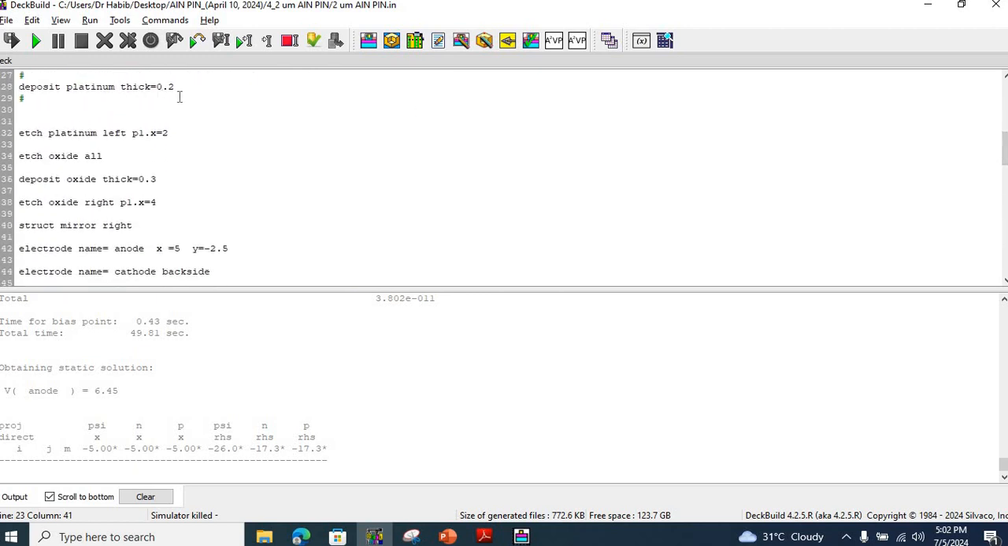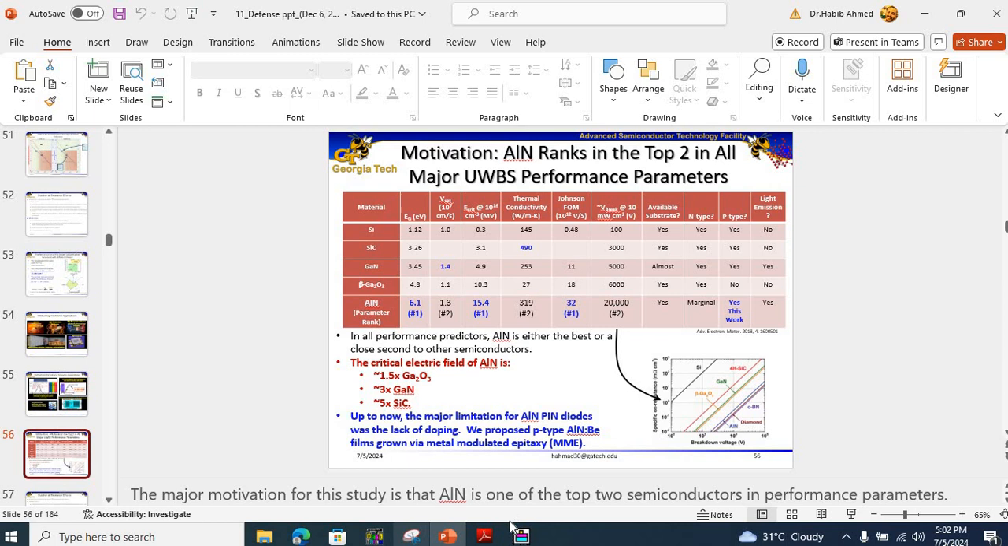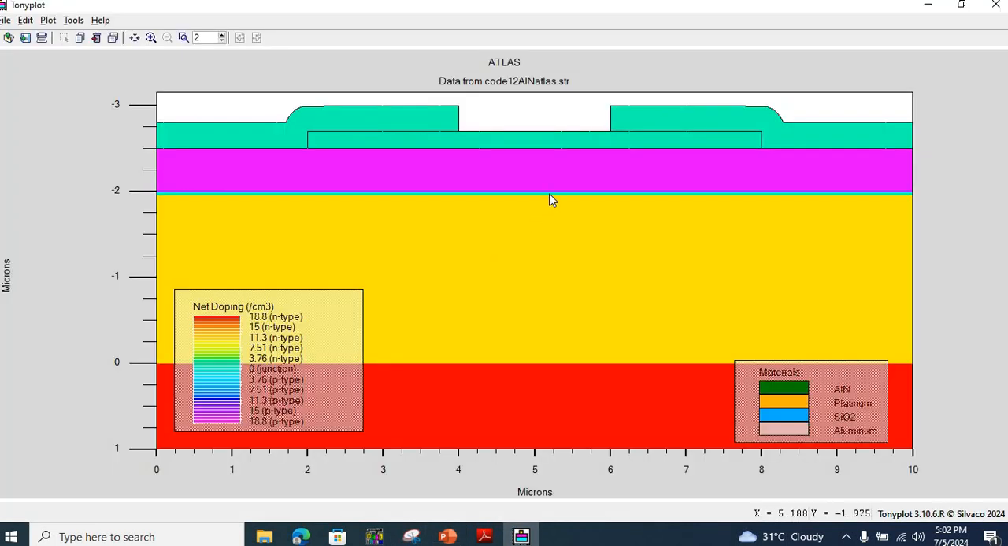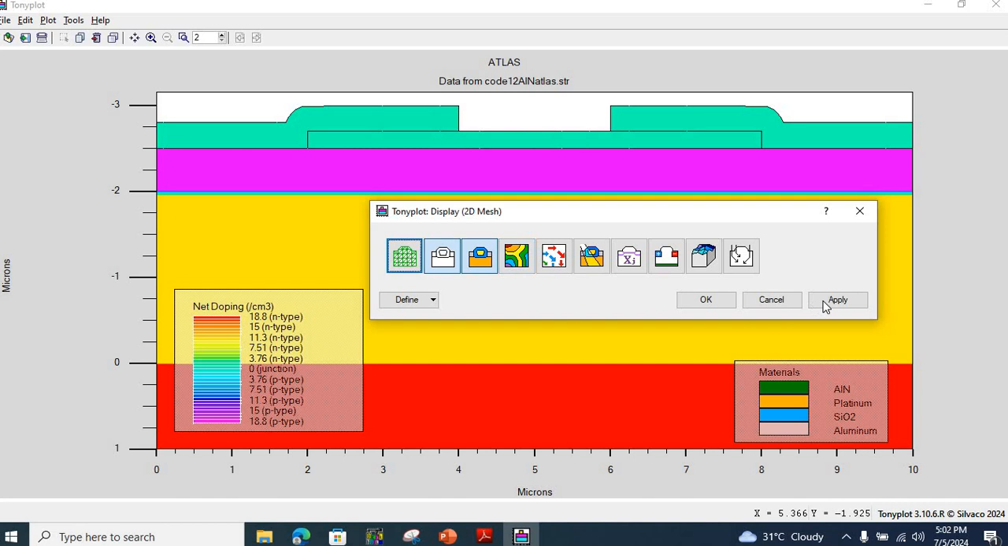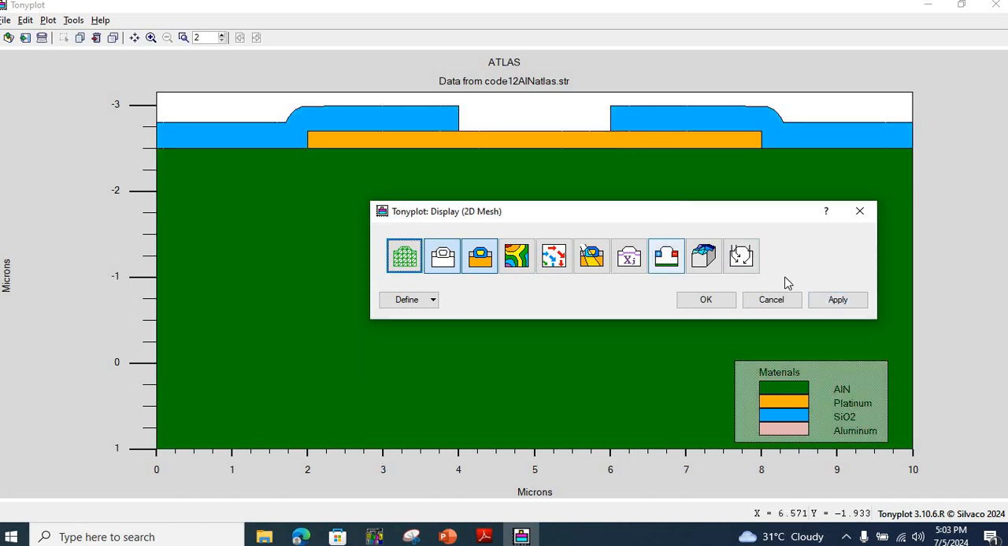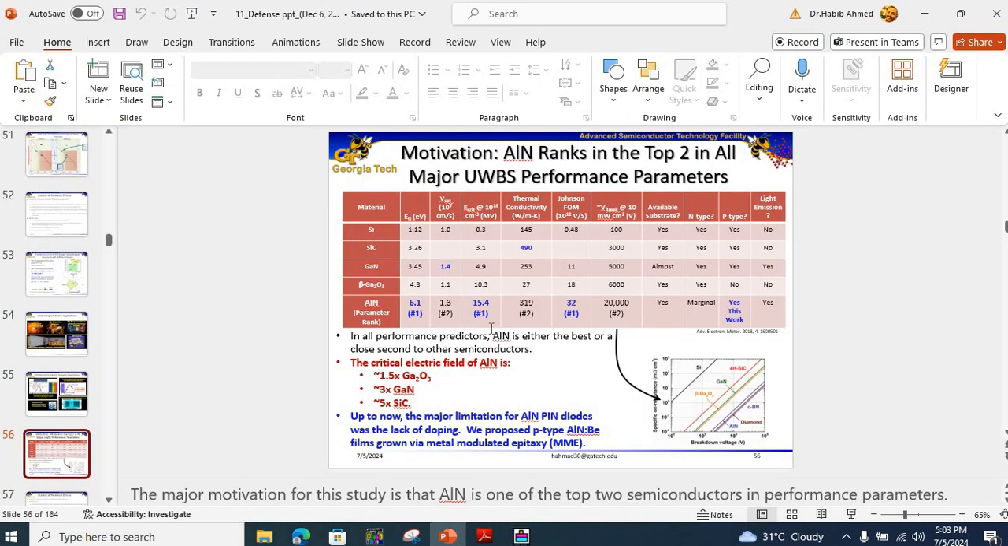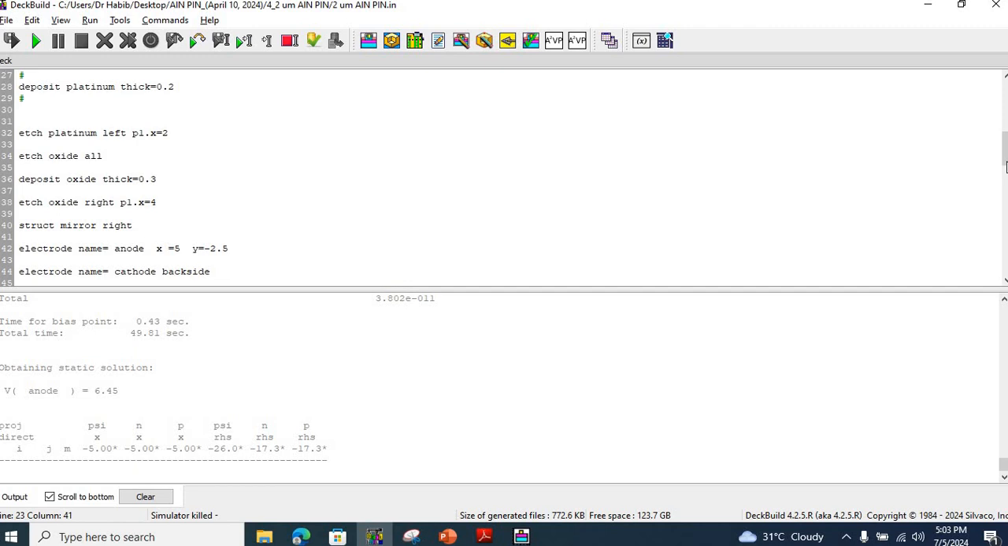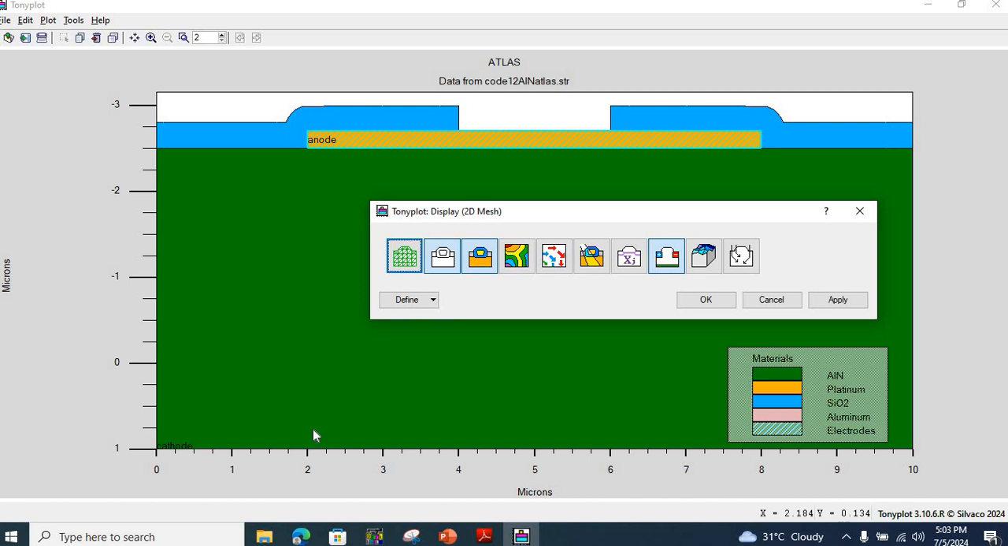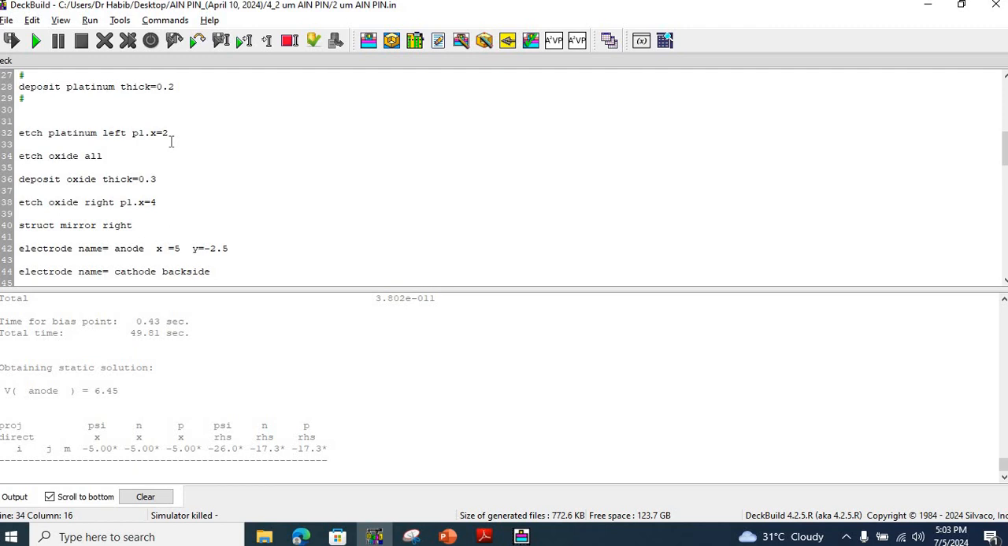Then I deposited 0.2 micrometers of platinum on this structure. So here is the platinum, and this orange layer is the platinum layer. And I etched the platinum to the left of 2 micrometers. So as you can see, this is the 2 micrometer point. I etched it to the left of 2 micrometers.